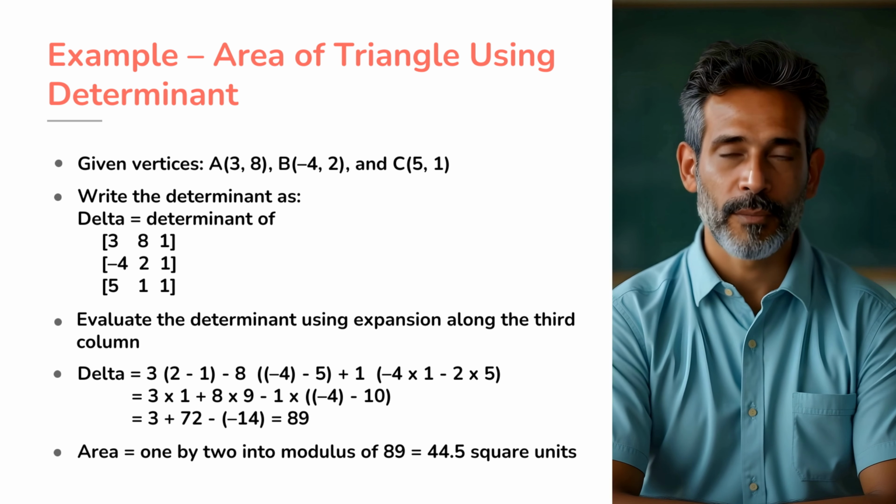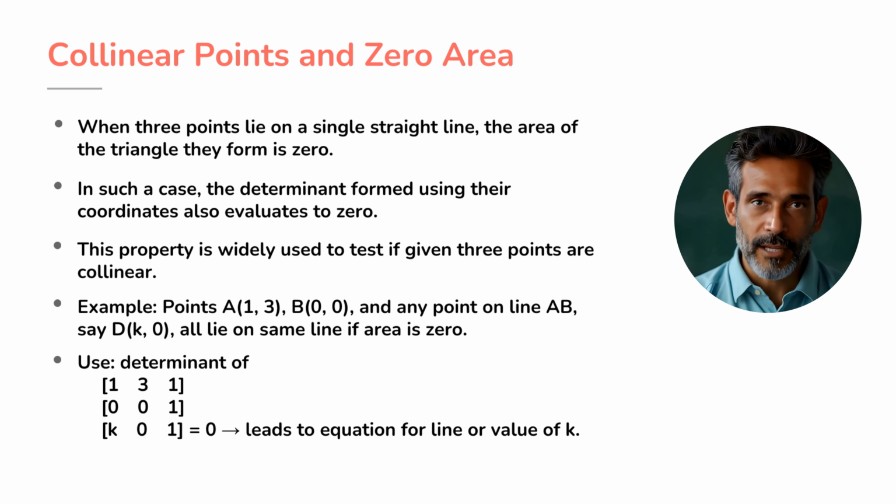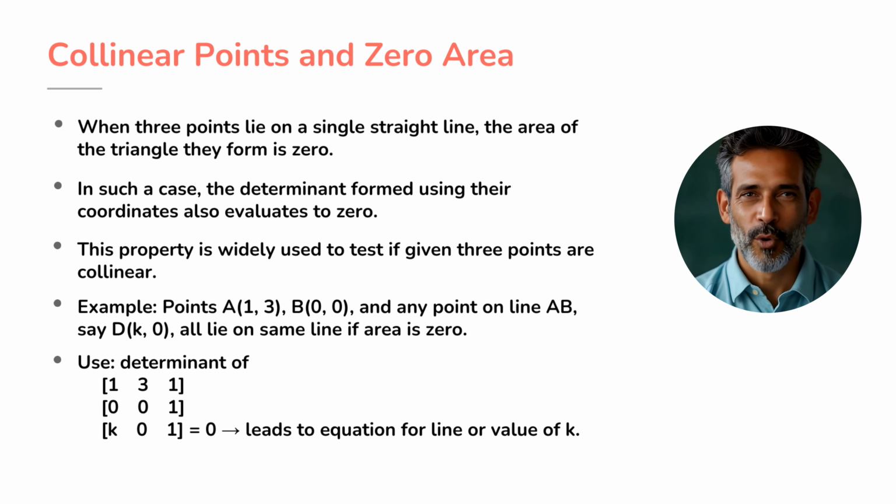That's the beauty. Now let's consider something interesting. If 3 points lie on a straight line, that is, they are collinear, then the triangle they form has 0 area. Why? Because all the vertices are on the same line, no height, no enclosed space. In such cases, the determinant formed by their coordinates will also be 0. So, if you ever get 0 after evaluating the determinant, you instantly know the points are collinear. This property of determinants becomes very useful in proving collinearity in geometry problems.